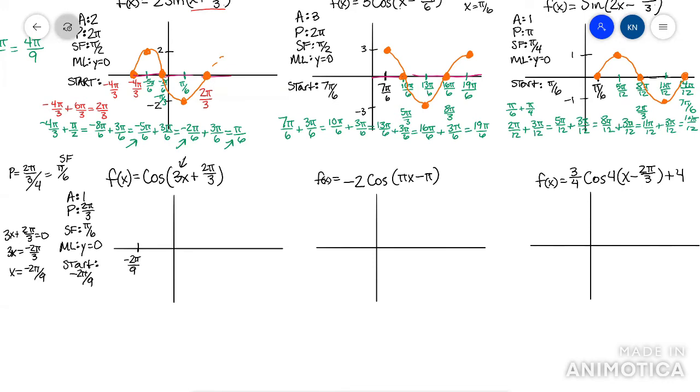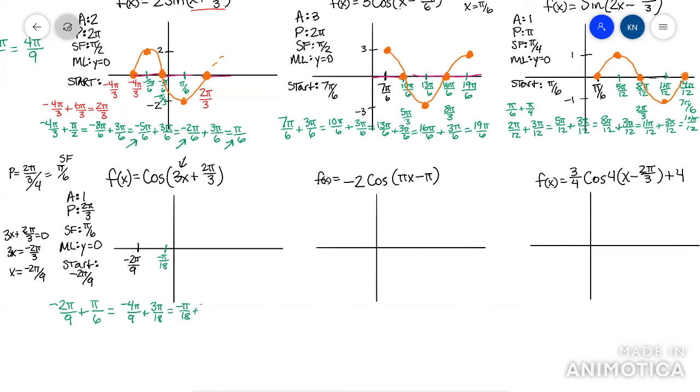Okay, now the hardest part I'm going to tackle first. That's the scale factor. So you have your start of negative 2 pi over 9, and you're going to be adding pi over 6 each time. These don't have a common denominator, so I'm going to convert them all to be over 18. So it's going to look like negative 4 pi over 9 plus 3 pi over 18. So my first one's at negative pi over 18 here.